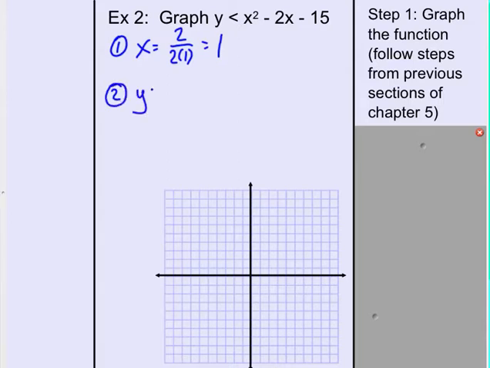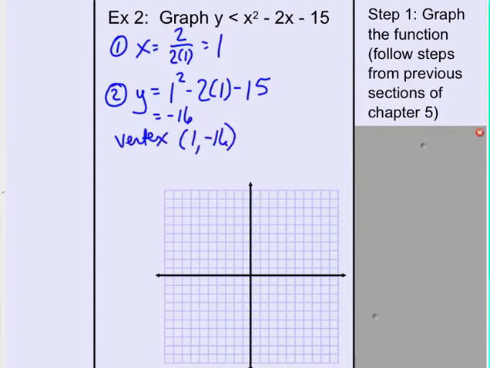So we're going to substitute that into the function to figure out what the y-coordinate of our vertex is. So in this case, we get 1 minus 2 is negative 1, minus 15 is negative 16. So our vertex is 1, negative 16. And then we need our y-intercept. So we substitute 0 for x, which is negative 15.